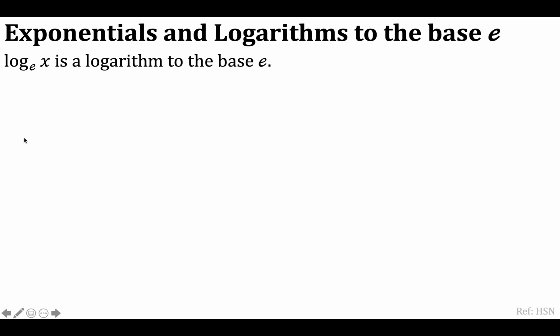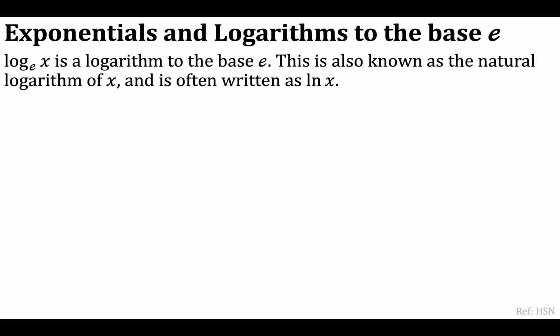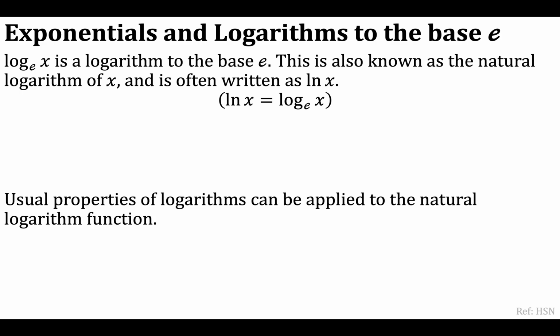Now you can see here we've got log to the base e of x, and that's obviously a logarithm function to the base e. This is also known as the natural logarithm of x, and very often we write it ln of x. Okay, so that's just the natural logarithm of x. And we know that the natural logarithm of x is equal to log to the base e of x. So those are exactly the same, and we deal with them in the same manner.